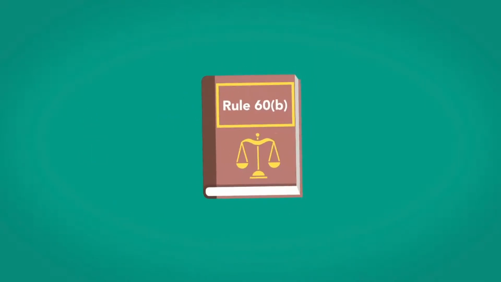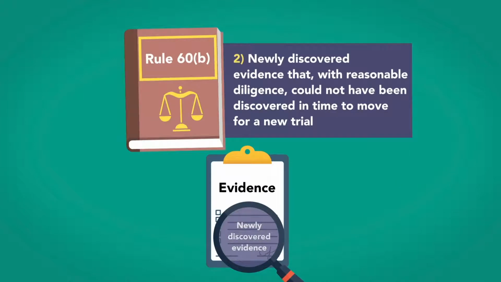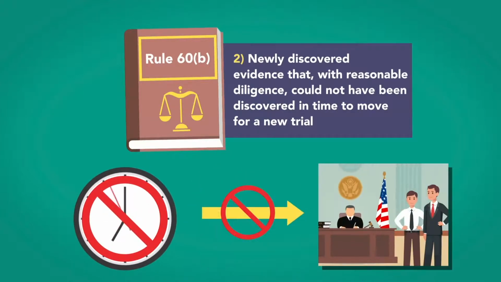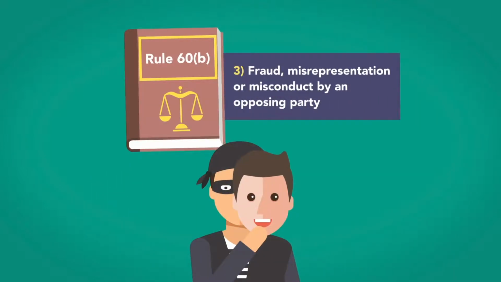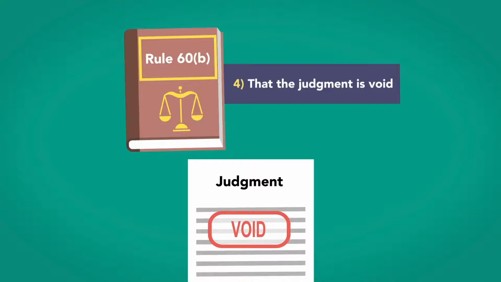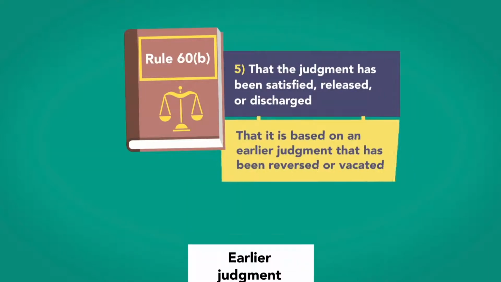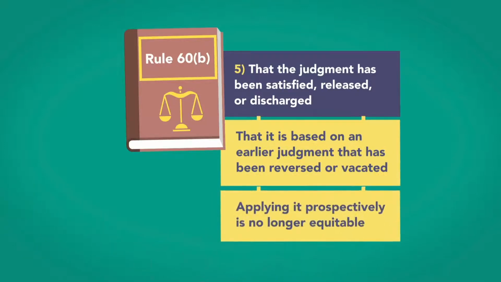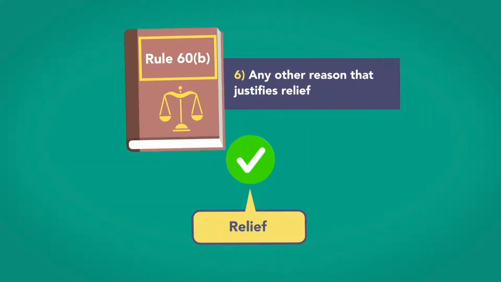The Rule 60B grounds are: 1. Mistake, inadvertence, surprise, or excusable neglect. 2. Newly discovered evidence that, with reasonable diligence, could not have been discovered in time to move for a new trial. 3. Fraud, misrepresentation, or misconduct by an opposing party. 4. That the judgment is void. 5. That the judgment has been satisfied, released, or discharged, that it is based on an earlier judgment that has been reversed or vacated, or that applying it prospectively is no longer equitable. Or 6. Any other reason that justifies relief.